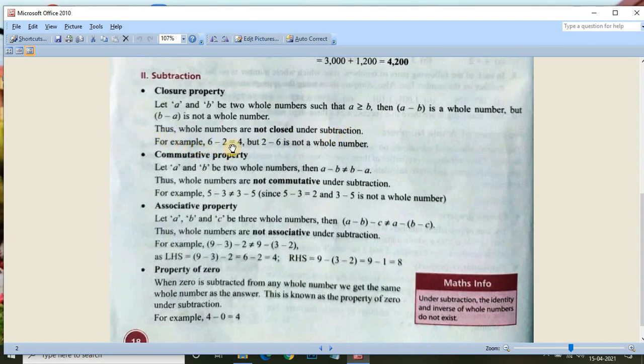For example, 6 minus 2 equals 4, but 2 minus 6 is not a whole number. You will get an answer for 2 minus 6, but it will not be a whole number.